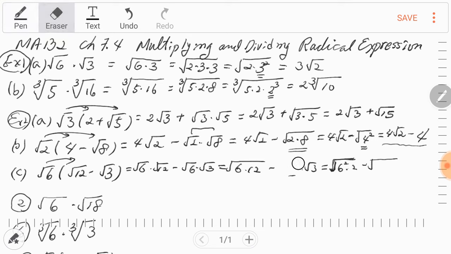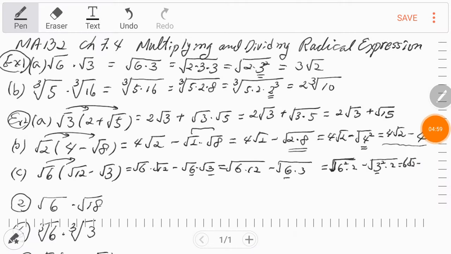For the second one, we put 6 and 3 together, and 6 times 3 is 18, which is 3 squared times 2. So this is equal to 6 square root of 2 minus, this 3 gets out, 3 square root of 2.